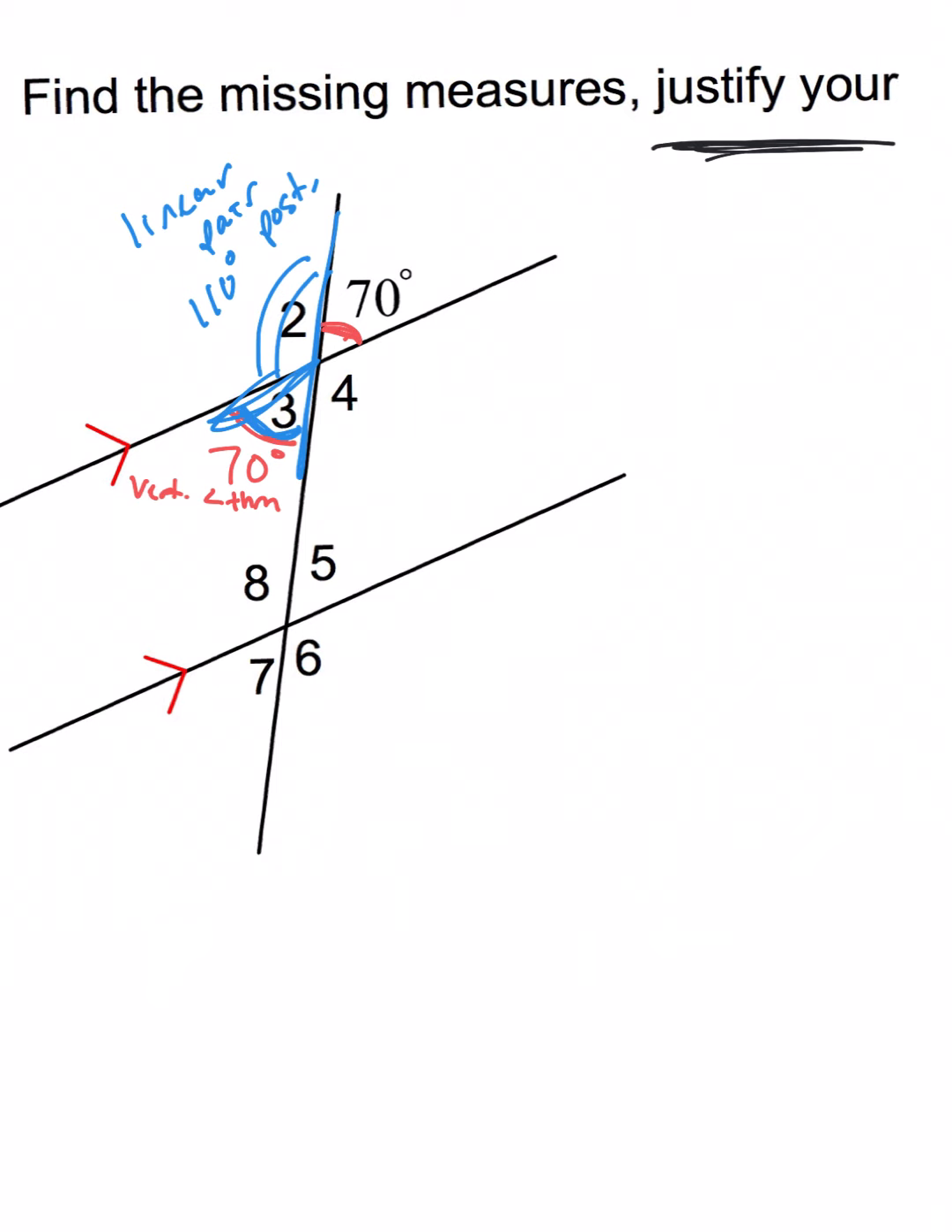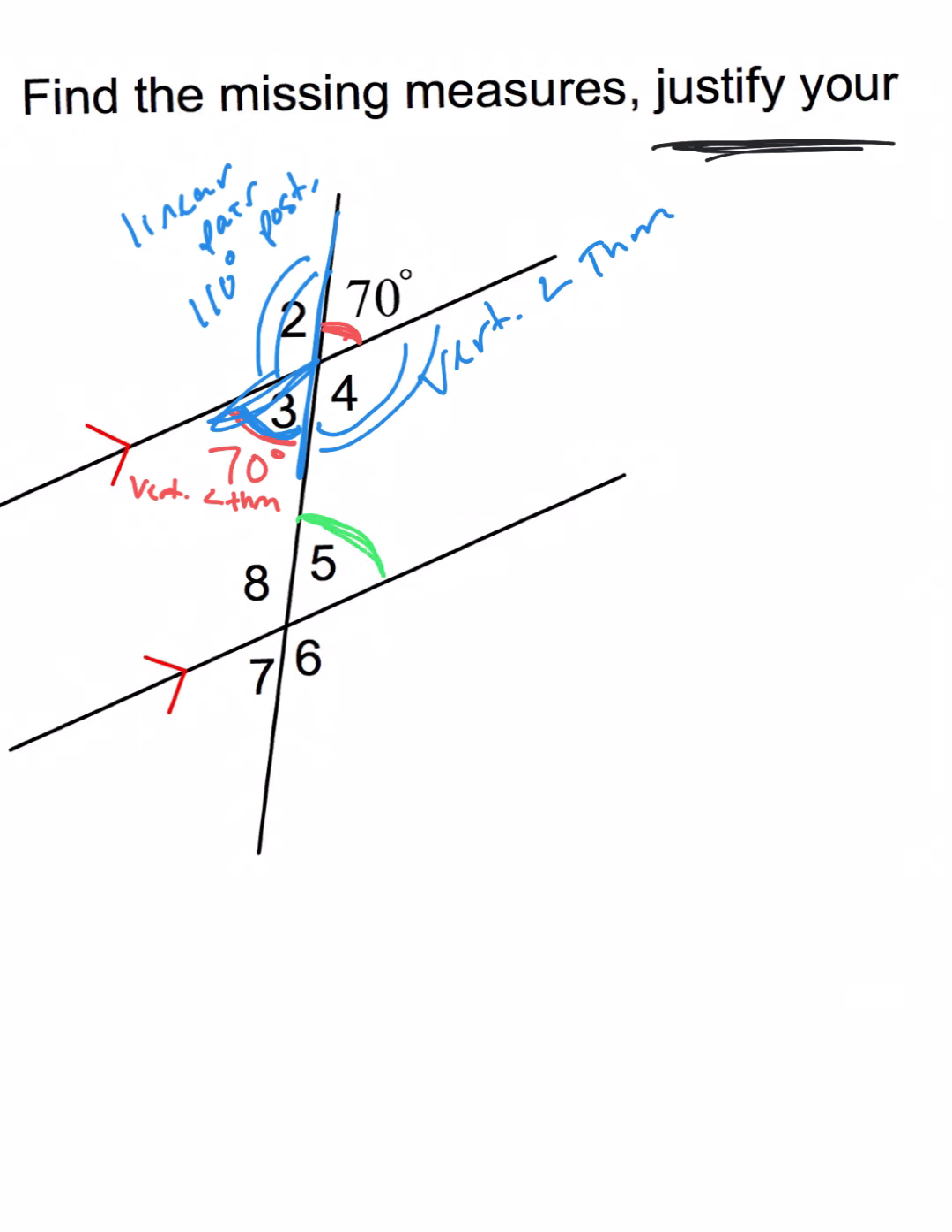Now from there, I'm going to use the vertical angle theorem again to come up with 4, right? I have both this angle 2 and this angle 4 that are vertical angles. So I'm using the vertical angle theorem to come up with that one. Okay, from here, I have lots of ways I can come up with angles 5, 6, 7, and 8. So I'm going to go ahead and come up with 5.